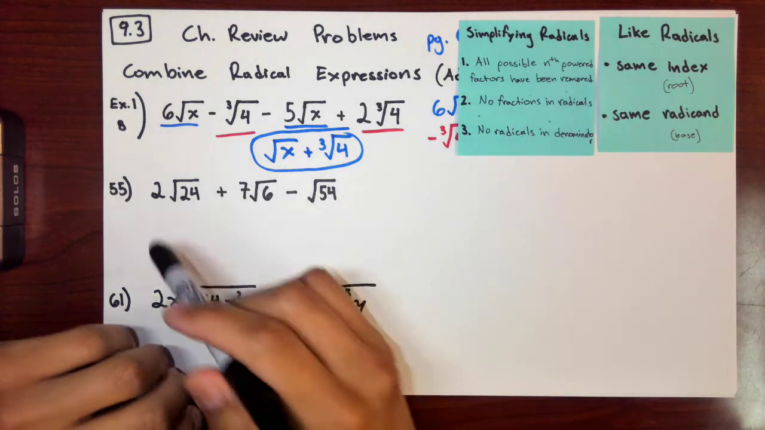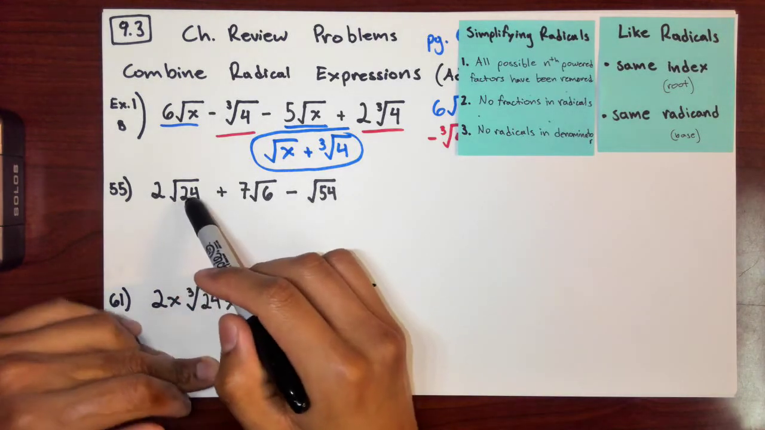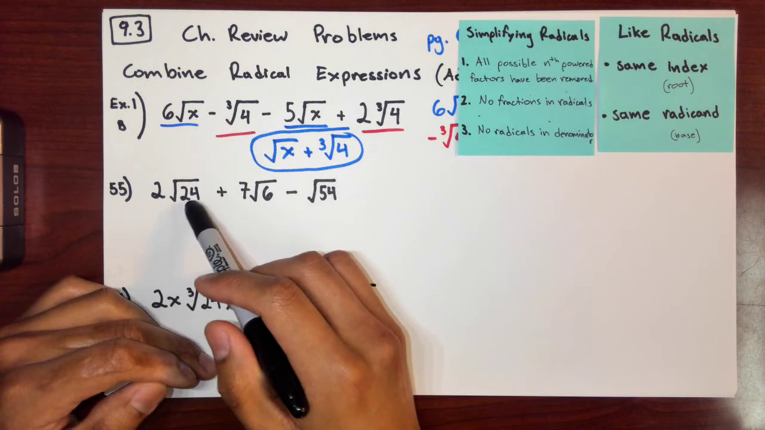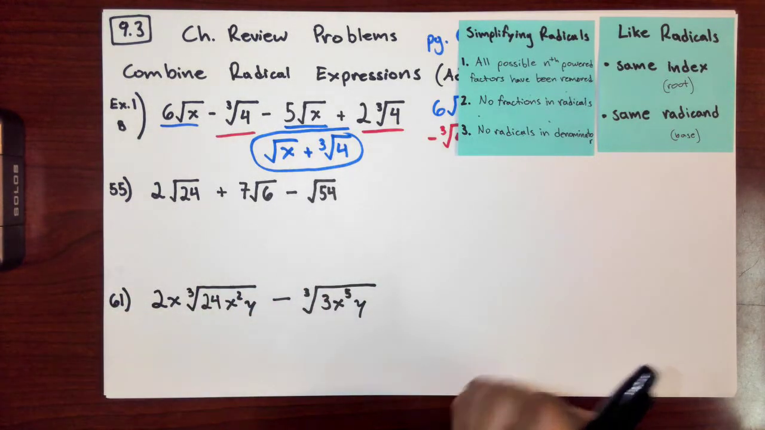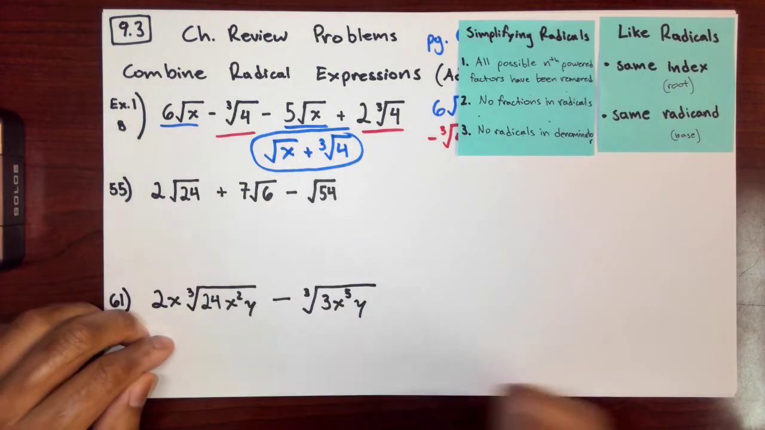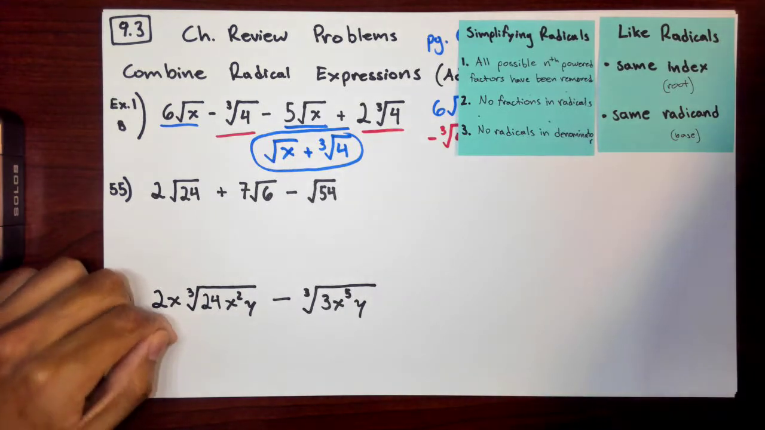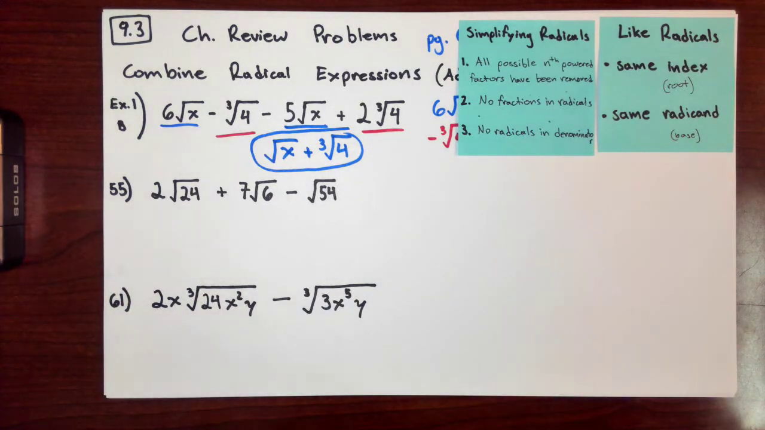Let's go ahead and work these out. So let's simplify. How do you simplify 2 square root of 24? 24 does not have a perfect square root, right? Nothing times itself equals 24. But we can break this up, okay? We can break up 24 into its prime factors.